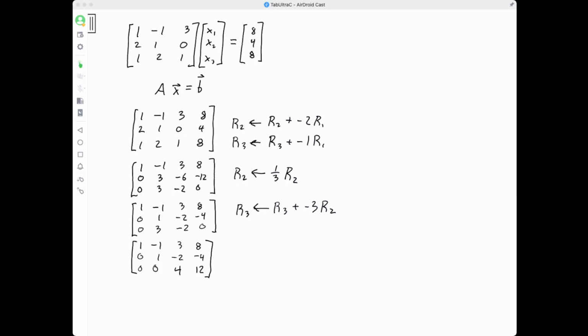Now my leading entry in the third row is a 4. I want it to be a 1, so I'm going to replace row 3 with 1/4 of row 3. So I'm scaling row 3 by 1/4 to get 1, -1, 3, 8, 0, 1, -2, -4, 0, 0, 1, 3.